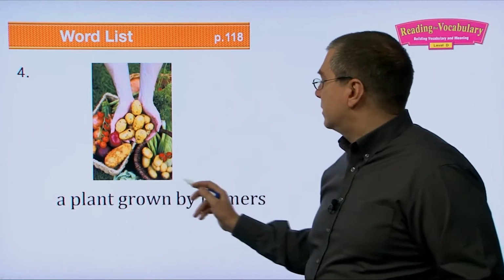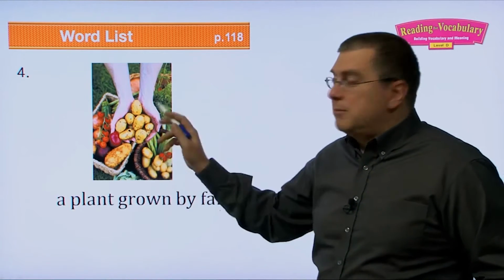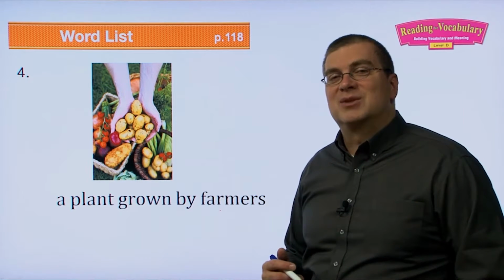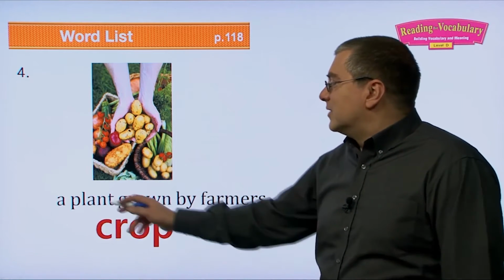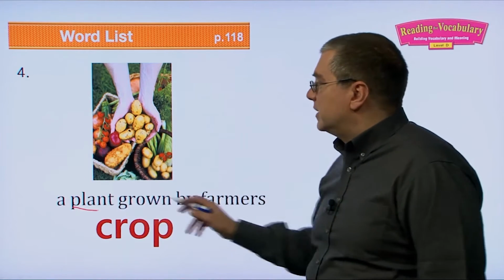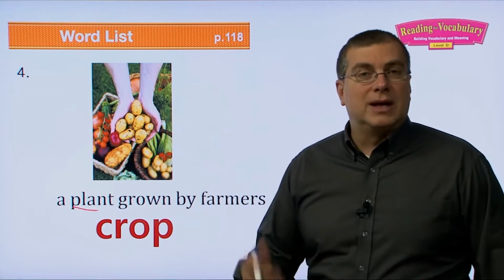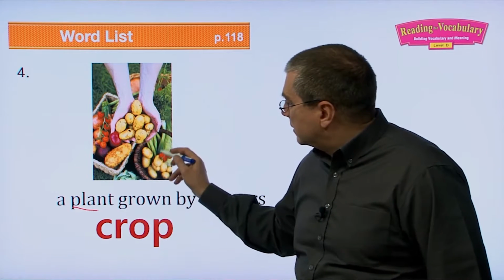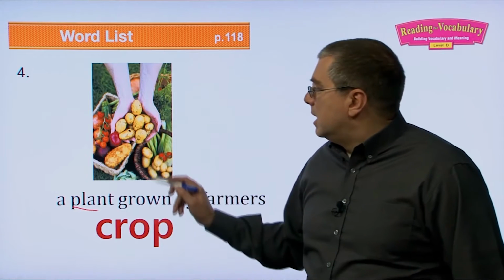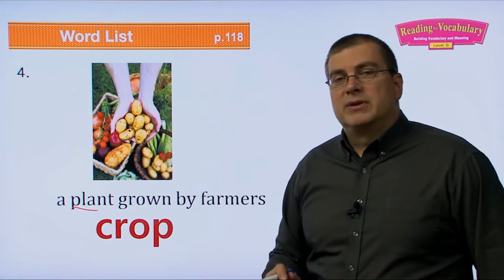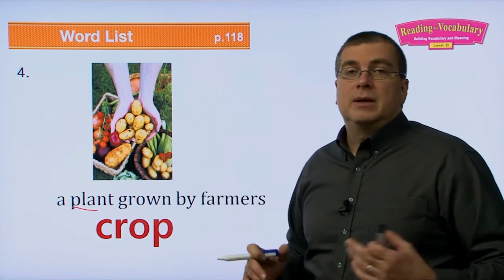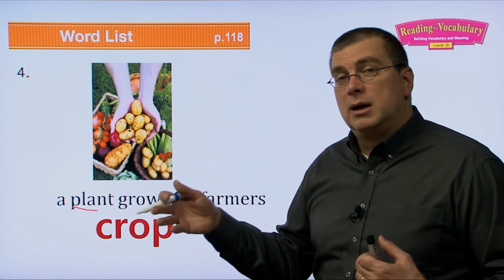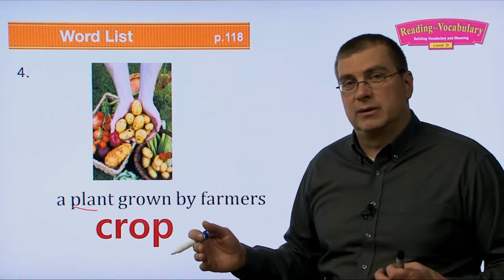Okay. A plant grown by farmers. So any plant grown by farmers, we already used this word in explaining the first word: it's crop. So any plant grown by farmers is a crop. Usually crops are things we eat. For example, potatoes, tomatoes, celery, it looks like they have here, squash. Those are crops. But it's not just food, because sometimes farmers will grow things that we don't eat, but that are used for other purposes, okay?